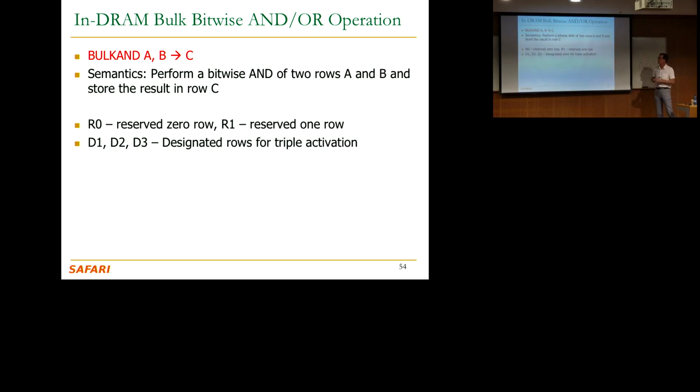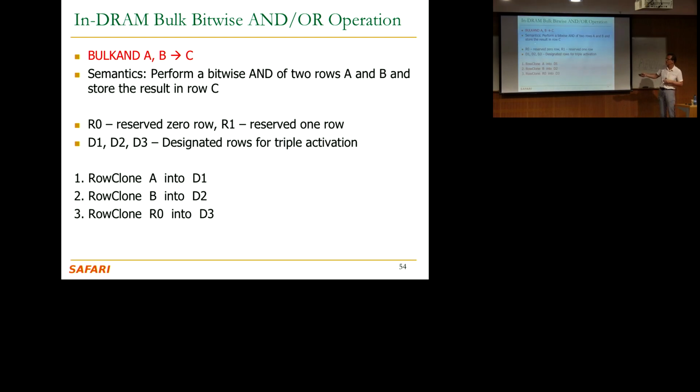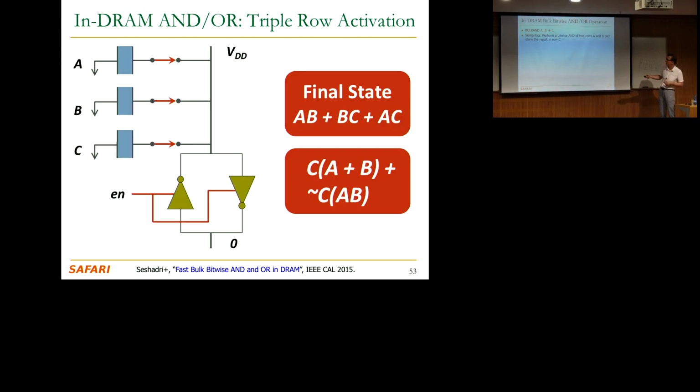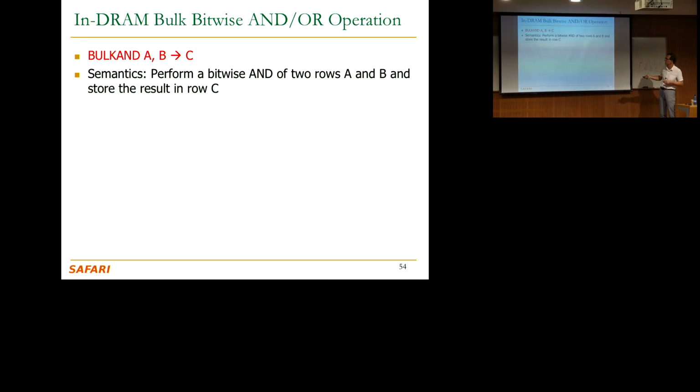In the implementation, if you enable this triple row activation in the entire array, that's a mess, because you need a lot of row decoders, and that's not good. So we reserve designated rows as part of the array for triple row activation, and we do triple row activation only in those rows. We also reserve a zero row and a one row to be able to do AND and OR separately. If there's a row with address A, we clone it using RowClone into one of these designated rows. We clone row B into another designated row. Then we clone the zero row into the third designated row, because we want to do an AND, and AND requires, if you go back to this Boolean equation, C to be 0.